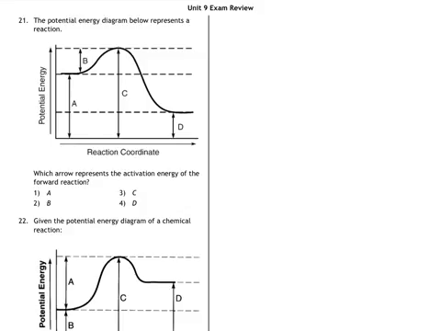21. Which arrow represents the activation energy of the forward reaction? So the forward reaction is the one that goes in this direction, and the activation energy is the difference in energy between the reactants and the activated complex. So that is interval B in this case.